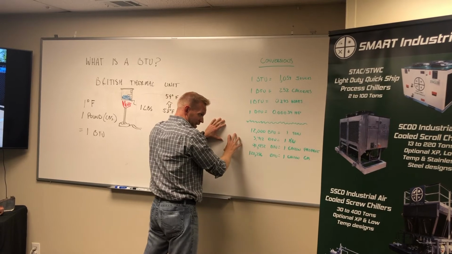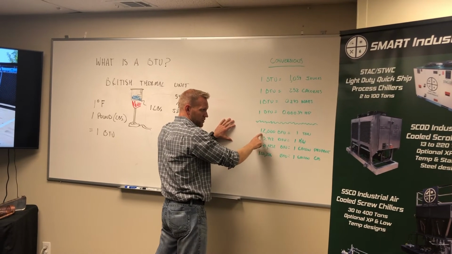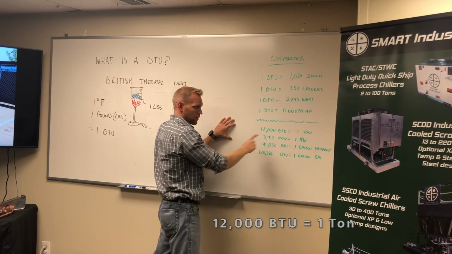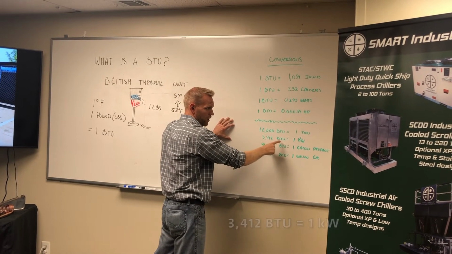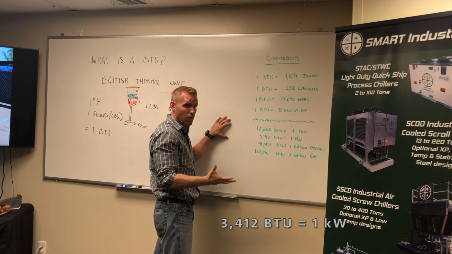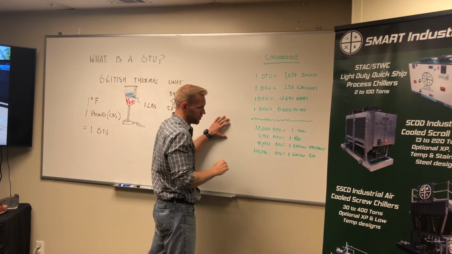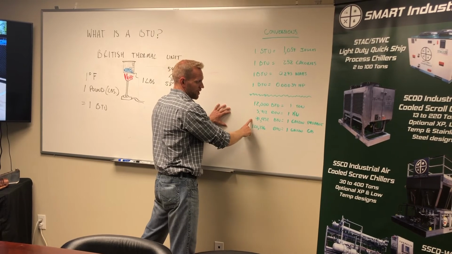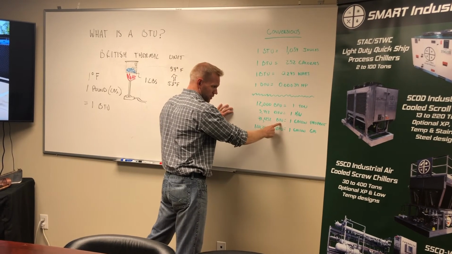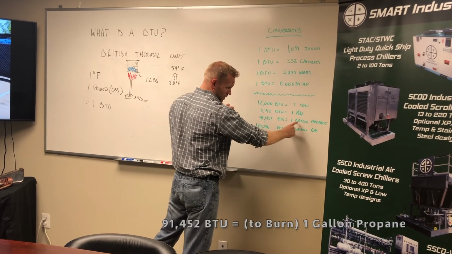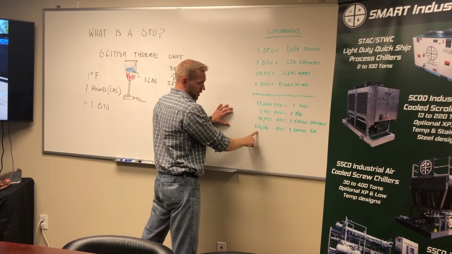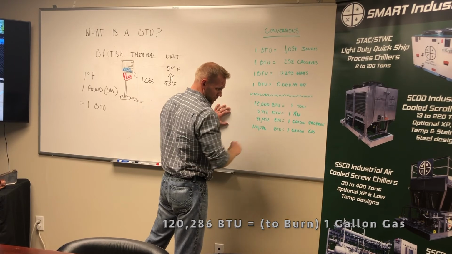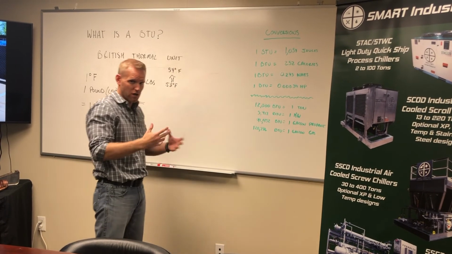When we talk about heating applications or cooling applications, 12,000 British thermal units is equal to 1 ton. 3,412 British thermal units is equal to 1 kilowatt, or 1 kW. And just for fun, we threw out 2 other measurements here. 91,452 British thermal units is the energy required for 1 gallon of propane, and 120,286 British thermal units is 1 gallon of gasoline, or just generically called gas.